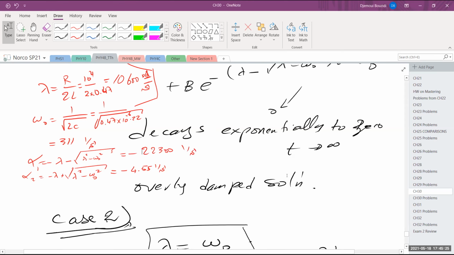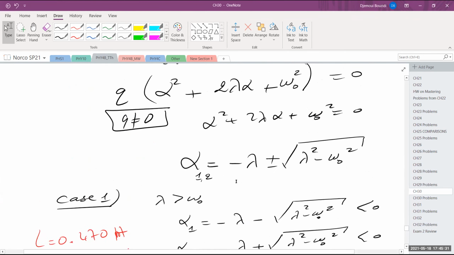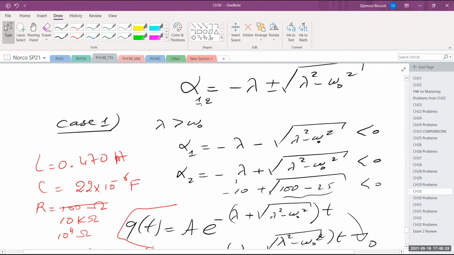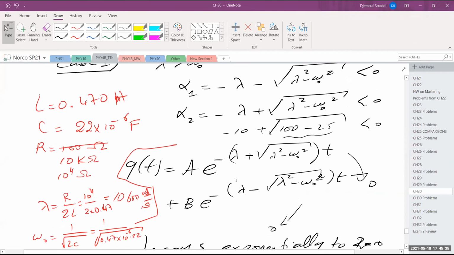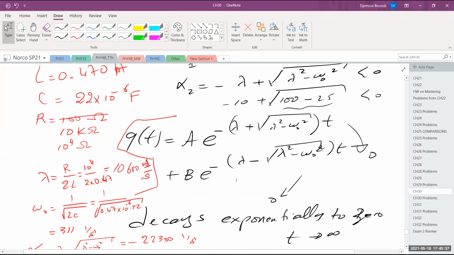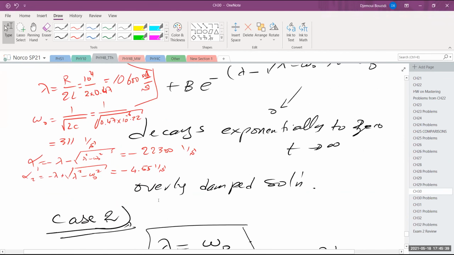Anyway, so both of them are negative. That is my point in here. So the fact that you have an exponential of alpha 1 or an exponential of alpha 2, both of them are negative. In this case, the solution will decay, will go to 0 rapidly in either case. The slowest is going to go with this number, but that's still very fast. So it's going to go to 0.